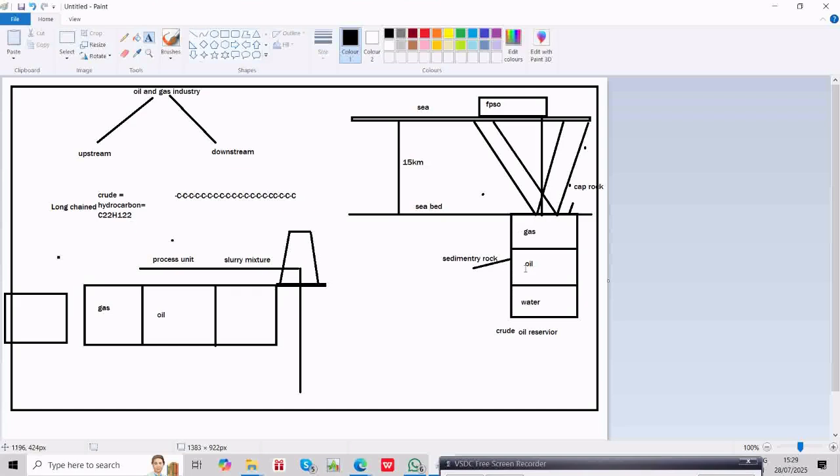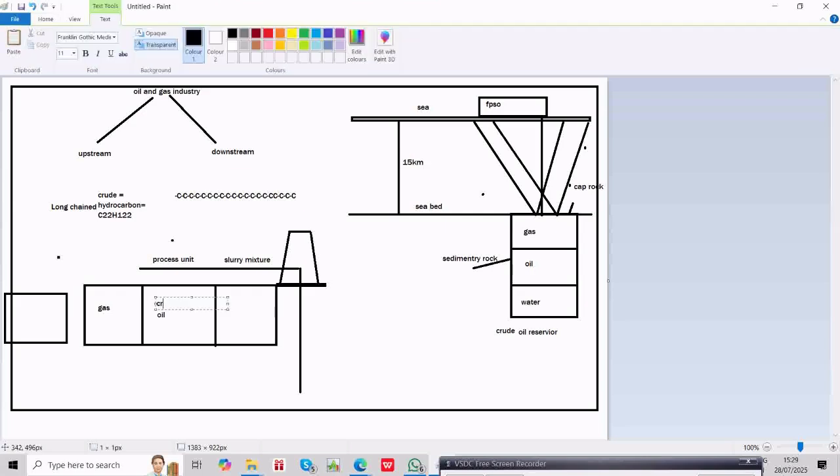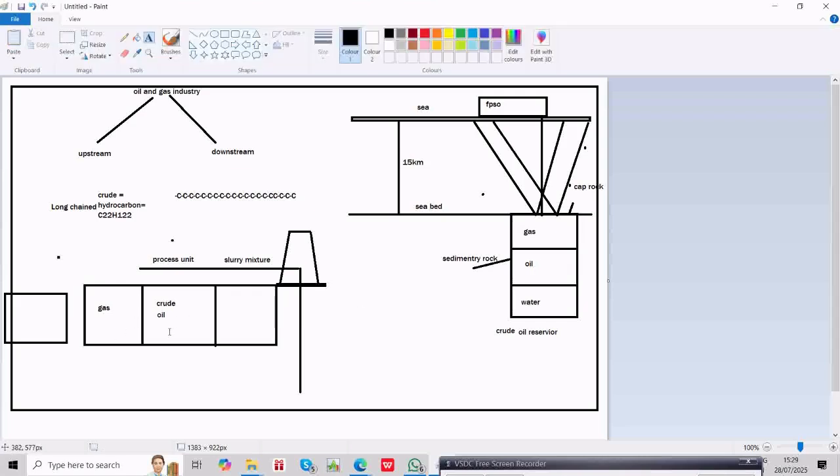So what you are basically doing here is taking a slurry mixture at the FPSO, separating out the natural gas, the crude oil, and water. They will use the water for their personal use, and the remaining water they will dump into the sea. They are not going to carry the water with them. So these two things, gas and crude oil, they will keep in the FPSO and transport to the transporter ship, and this ship will take them to the refinery.